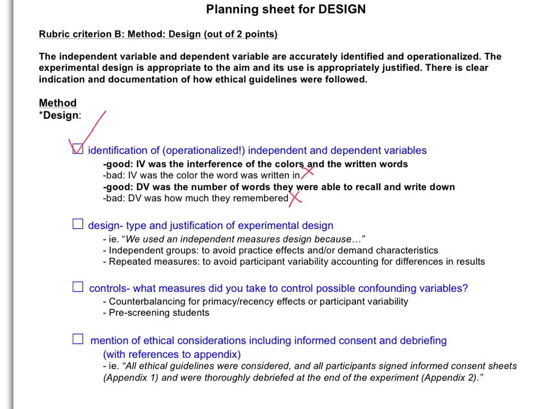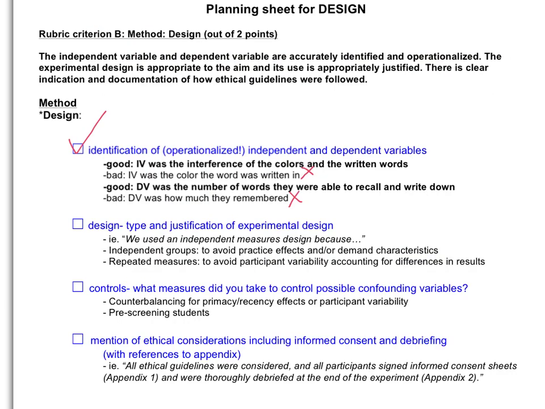Now remember, it depends on your specific experiment, but some of the popular reasons for independent groups would be to avoid practice effects or demand characteristics, right? Because if you have the same person taking a test twice, they could get better, which is practice effects, or they could start to guess the aim of the study, which would be demand characteristics.